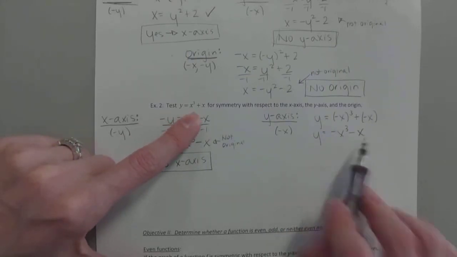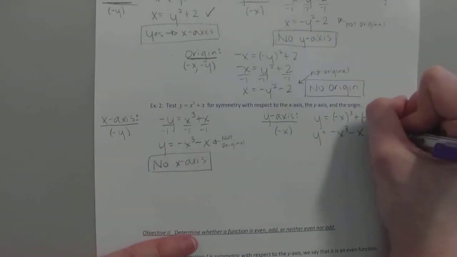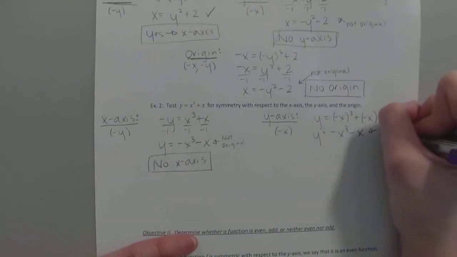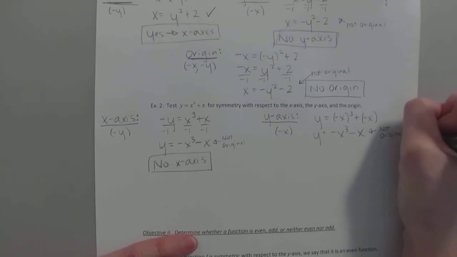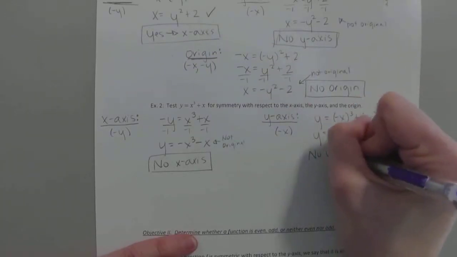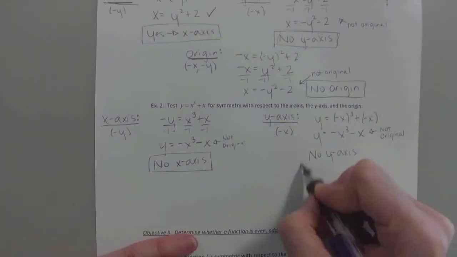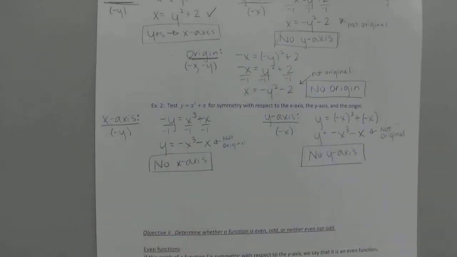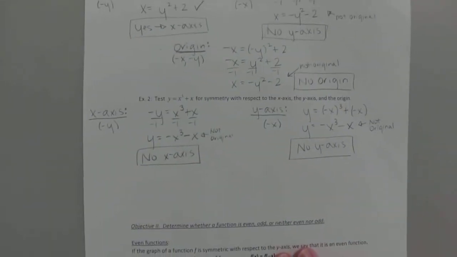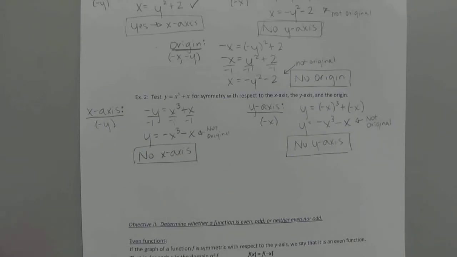Who wins? The minus. Notice our y is already isolated like our original, so the y already equals, but does this right-hand side match this right-hand side? No. So since this is not the original, there's no y-axis symmetry.